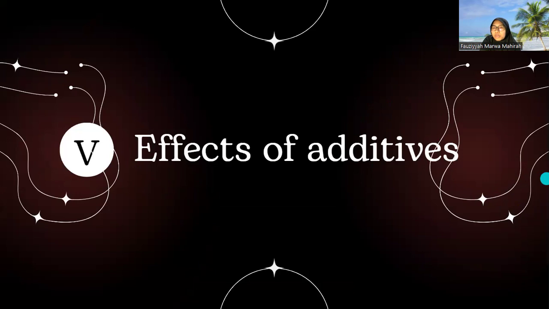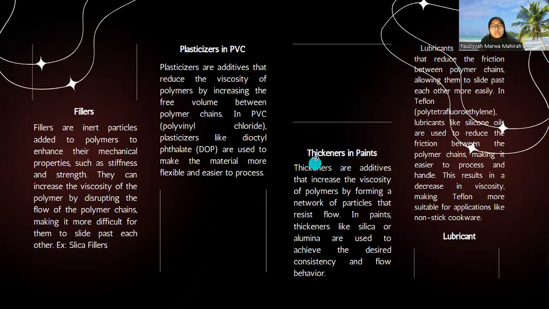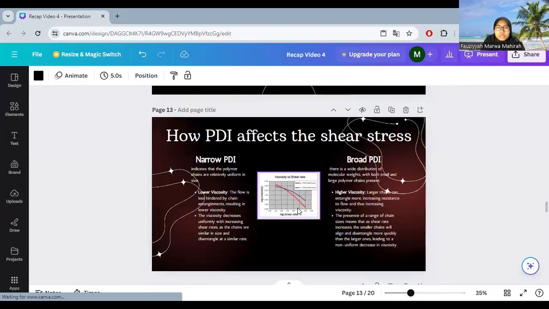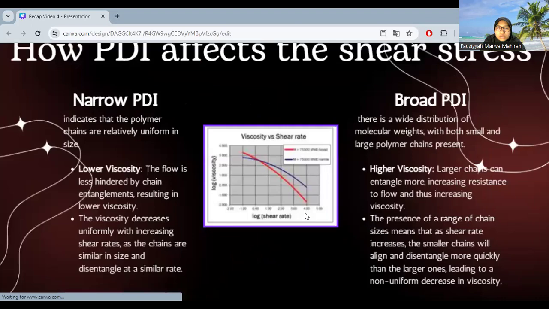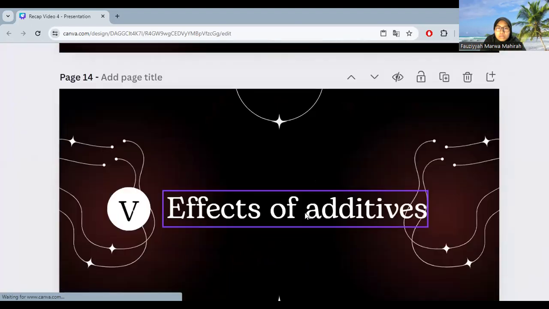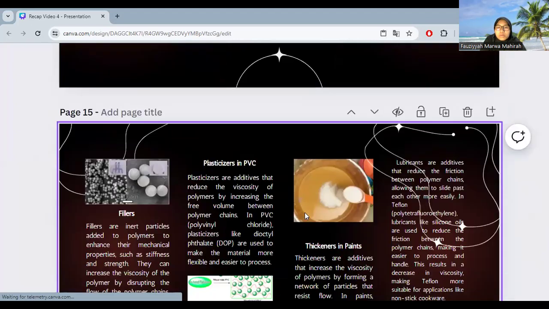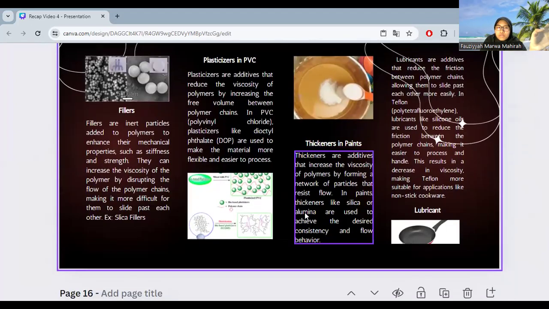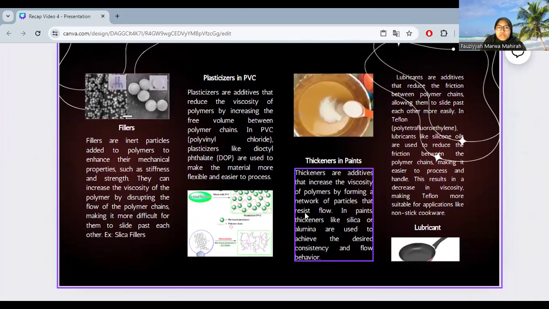Next, I'm going to talk about the effect of additives. This is the graph for the earlier. So there are a lot of additives for polymers, but this is just a few of them. So first is fillers.